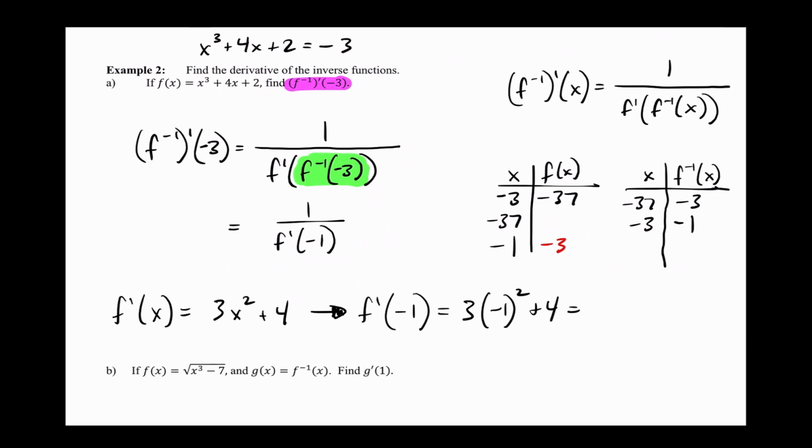We get -1 squared is 1 times 3 is 3, so we get 7. The answer is 1/7. Okay. All right. Let's try the second one.